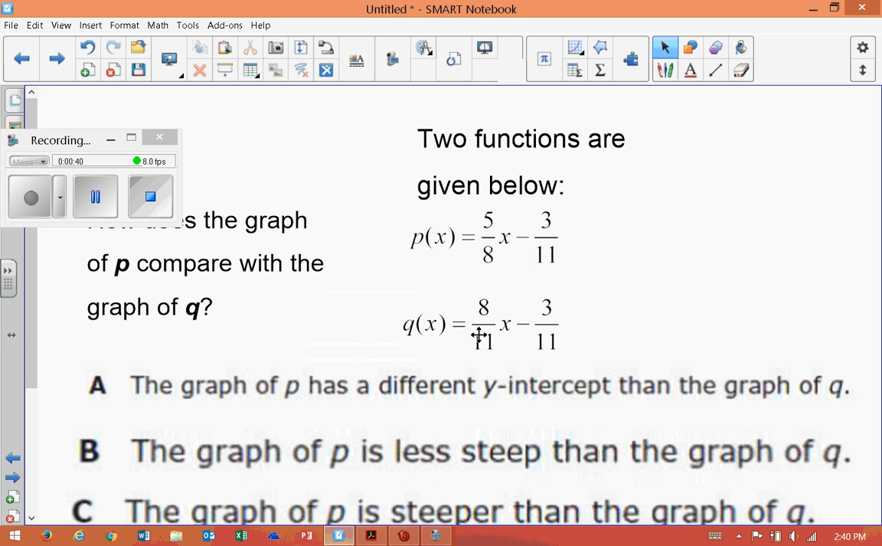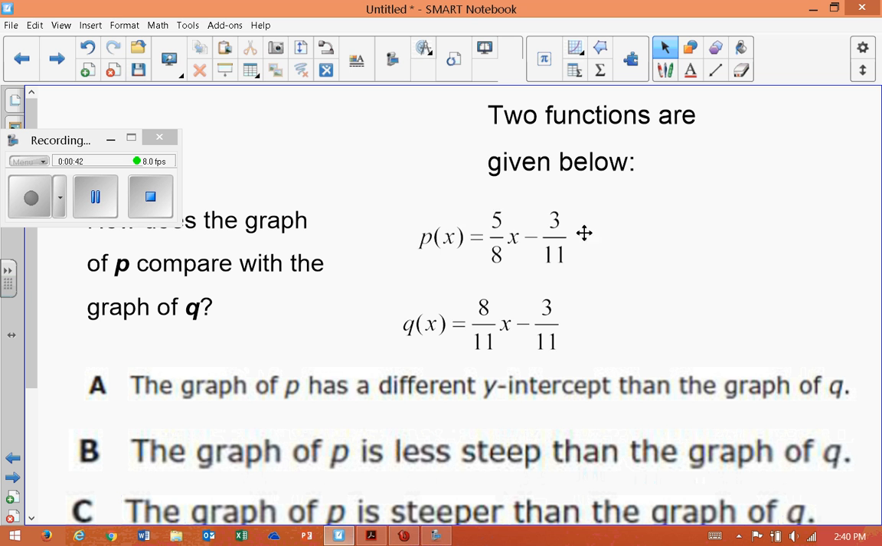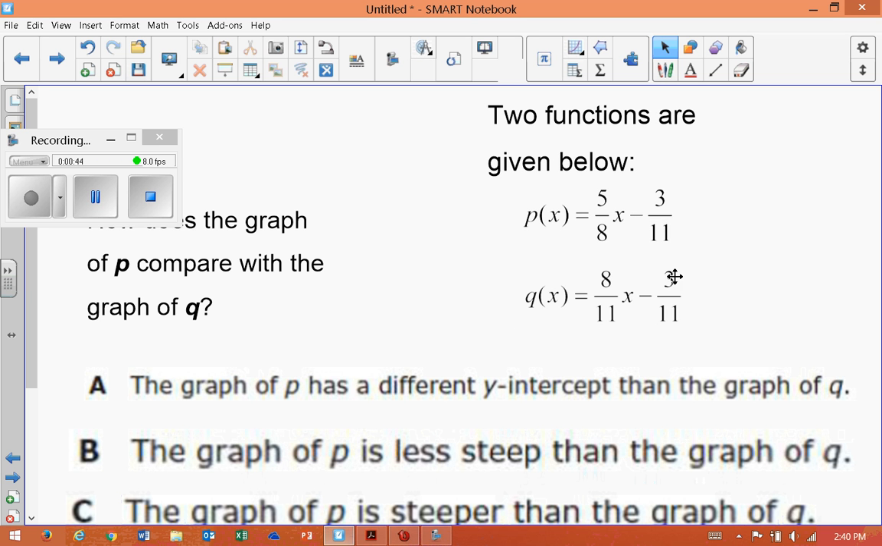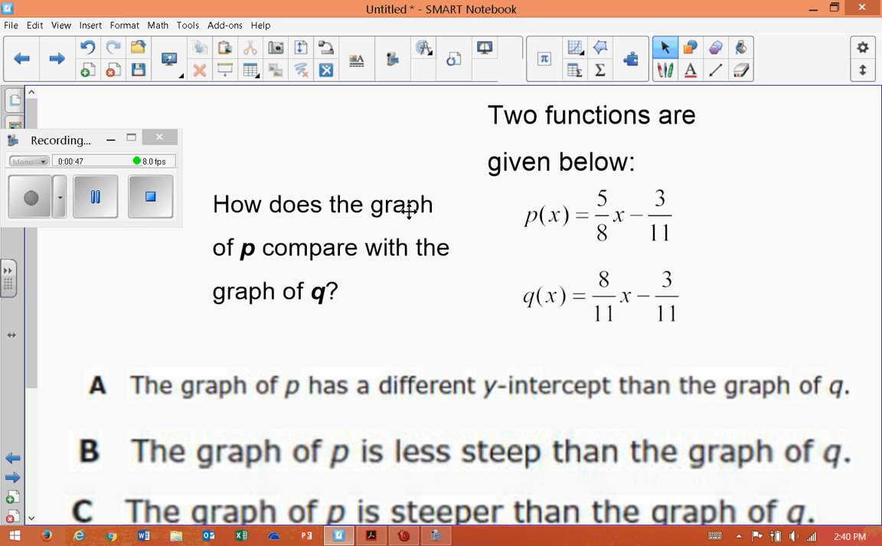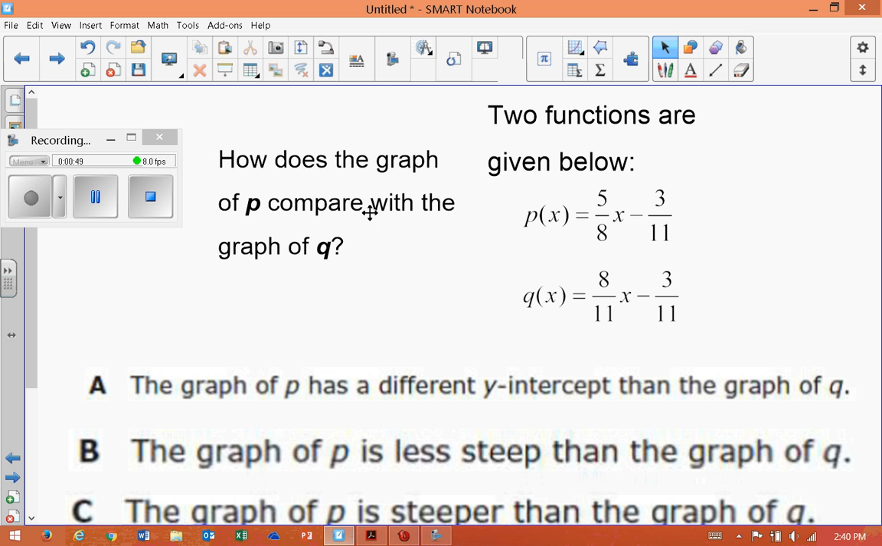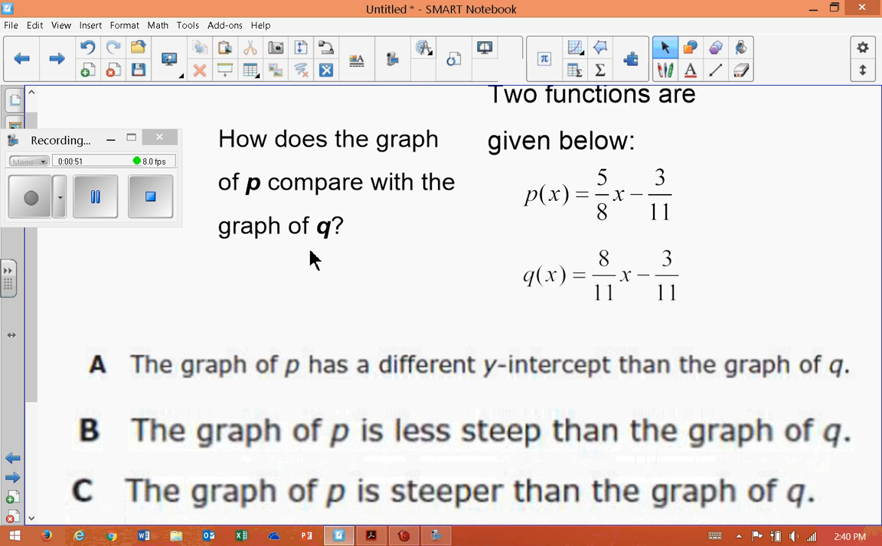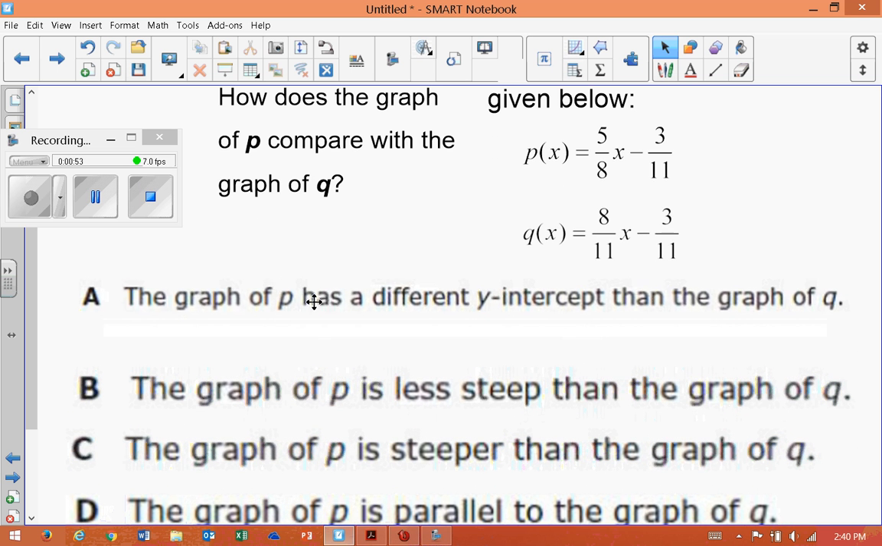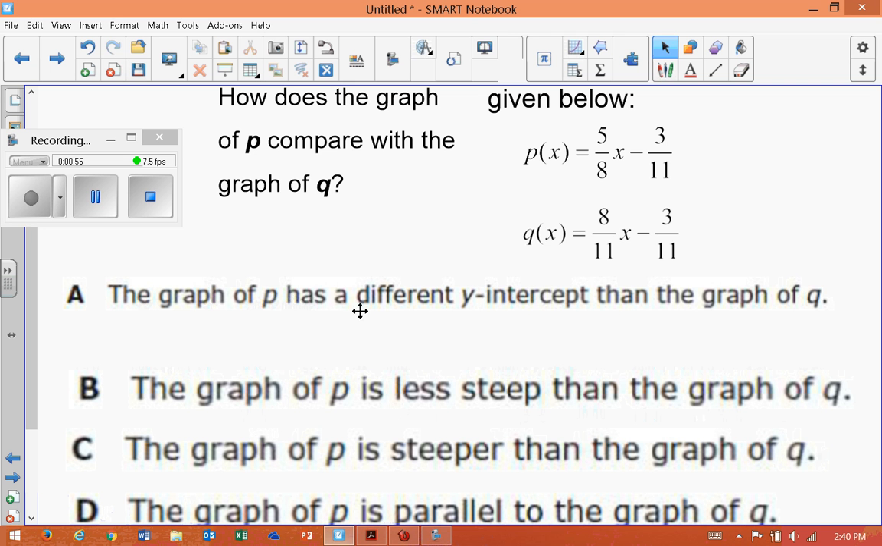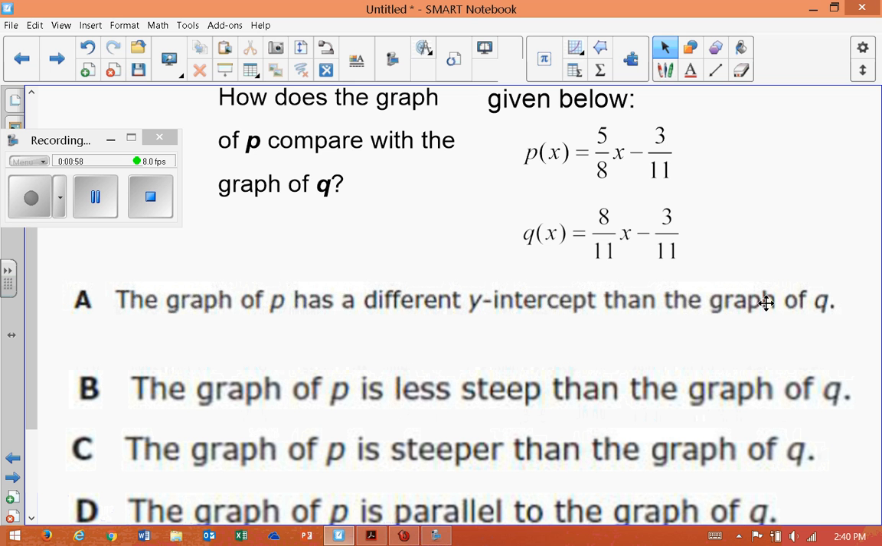Then we go to a different presentation. So again, here are the two functions. Look at p of x, look at q of x, and we want to know how the graph of p compares with the graph of q. Let's check A out. Does the graph of p have a different y-intercept than the graph of q?